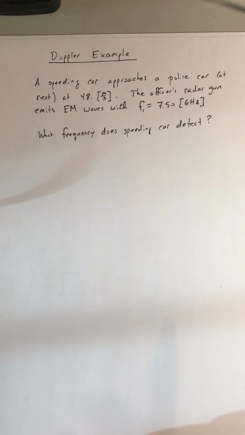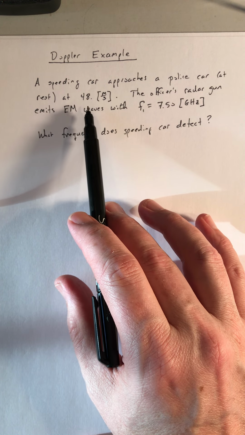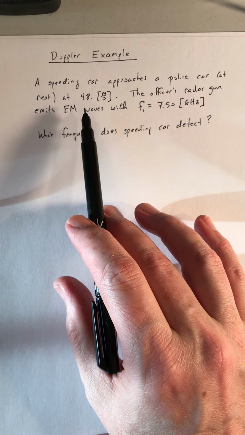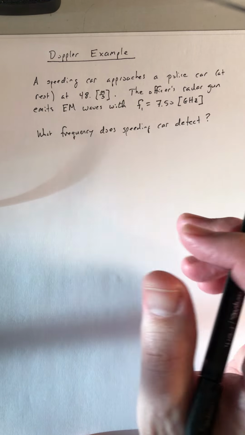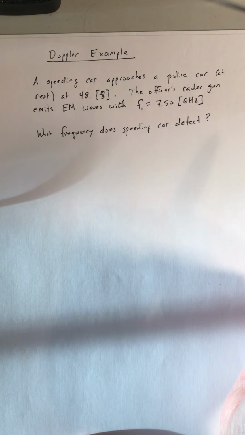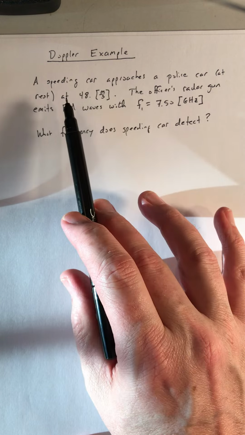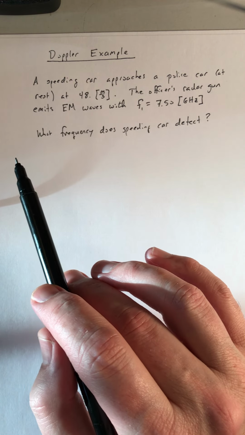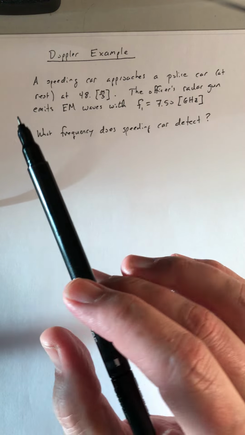So, a few things to note. 48 meters per second is really small compared to the speed of light. So we're going to be fine using the non-relativistic approximation for the Doppler shift. And also, the speeding car is approaching the police car, so our velocity is positive by convention.